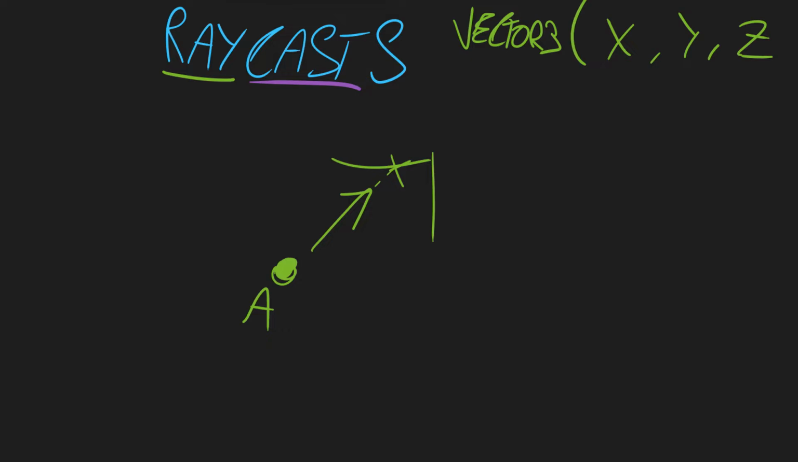This can also be a vector 2, but vector 2 raycasts are a little different, but the principle is the same. So I will make another video on 2D raycasts. Right now we're focusing on 3D. So we have this origin point and we have this vector. So what you can think about is that we have 2 vector 3s. One is A, and another one is the direction.